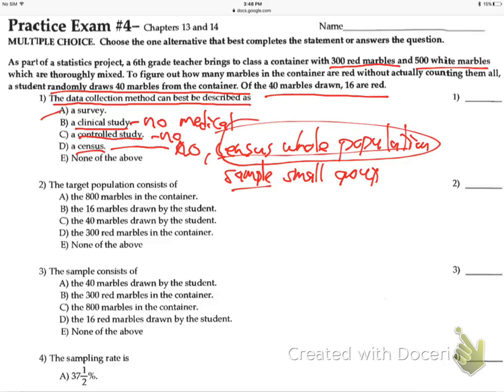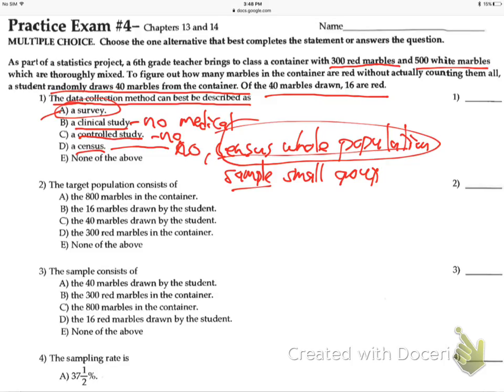They didn't count all the marbles, did they? They didn't dump out the whole jar and count them all. They only grabbed 40 and 16 were red. That's all they did. They took a sample. So it is a survey. Survey just means a small little group. It's like a sample. Does that make sense? Let's try number 2.